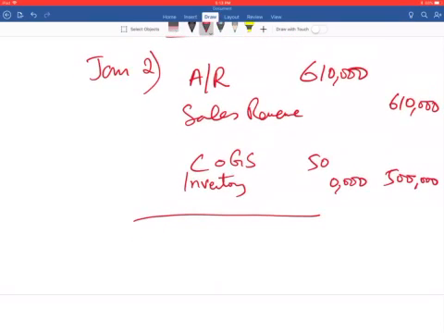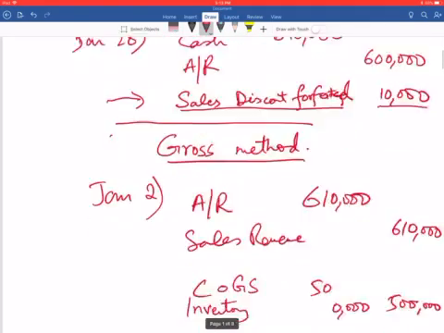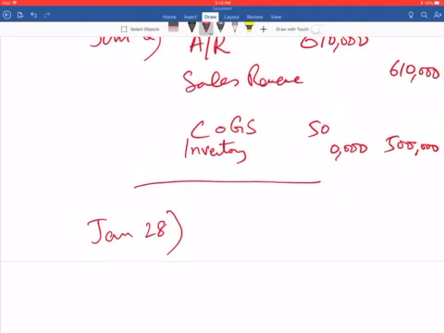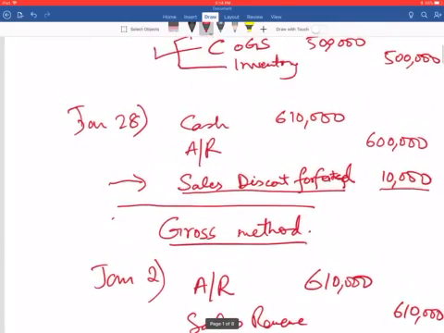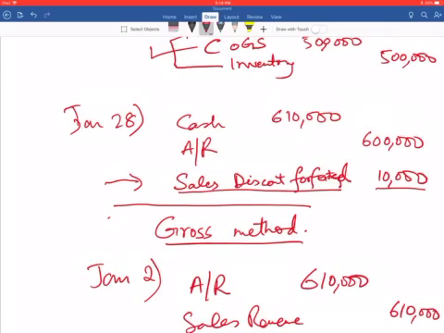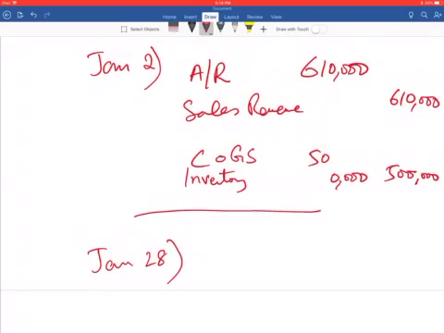So once we did that entry, the point is, what happens right after? When you get that payment on January 28th, I believe, right? That's what we had. Yeah, January 28th. When you receive this cash, as you received earlier under the net method, your cash was 610. So same thing here. Cash will be 610 debit.